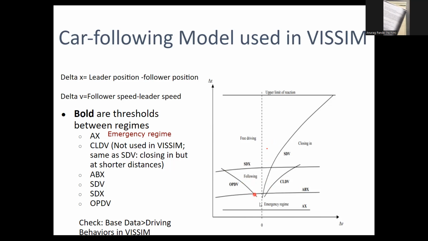When you're going way slower than a leader, the regime would be here somewhere. You can be very close in terms of delta X. You could be very close to the leader, your delta X being very small, but because your delta V is way to the left, you're driving way slower than the leader. So you don't necessarily have to follow the leader exactly, because you're not worried about getting into a collision, because the leader is driving faster than you are. At that point, you don't worry about that.